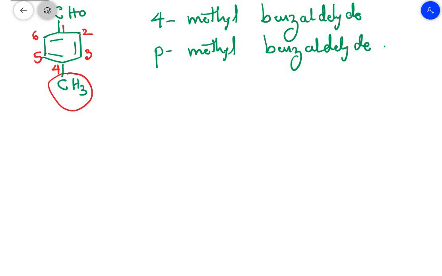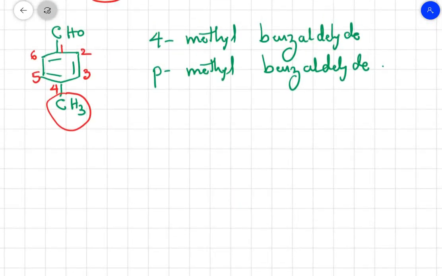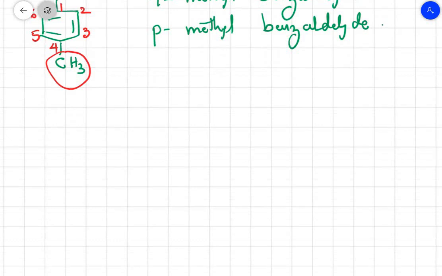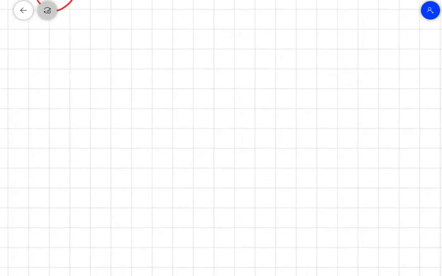Okay students, in the previous class we stopped with respect to this example, that is 4-methyl benzaldehyde, or it is also called paramethyl benzaldehyde. Now we will move on to the next example, that is a benzene ring, and it is having a functional group CHO and one side chain substituent that is CH3.